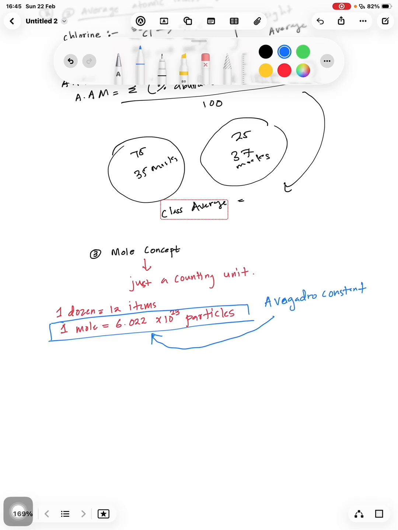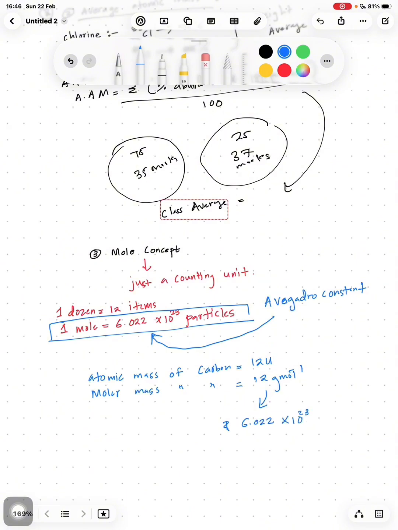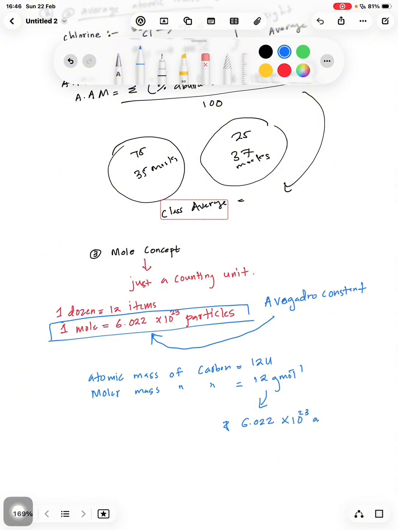It connects atomic mass and grams. Like if atomic mass of carbon is 12U, right? The molar mass of carbon is equal to 12 grams per mole, right? The 12 gram of carbon exactly contains 6.022 into 10 to the power 23 atoms.